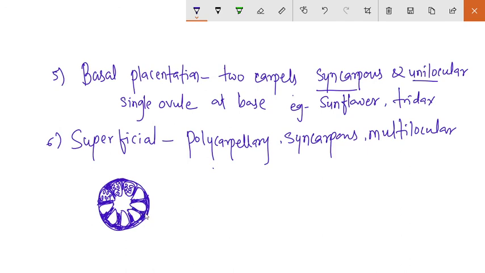Okay, these are the united margins, and these are the locules, polycarpellary, syncarpous, multilocular condition. But the ovules, they are all along the inner surface. Okay, म्हणजे जेवढा पण inner surface आहे तिथे many ovules present आहेत. Okay, so that is known as the superficial.